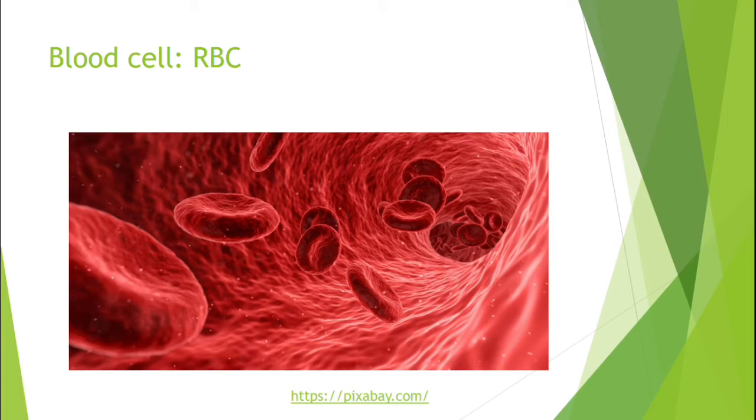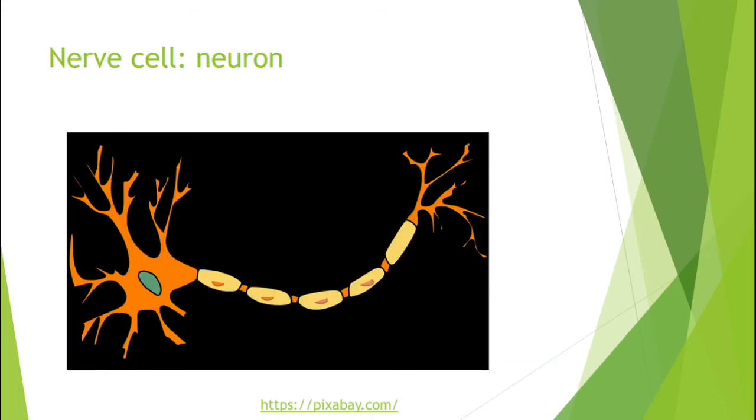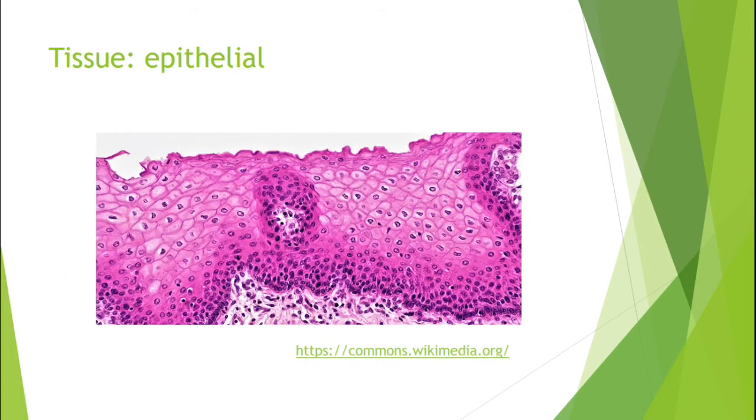There are some examples here. I've put some pictures. A cell. Here is a blood cell, the red blood cell. This is the picture of a nerve cell, the cell inside the brain. It is called a neuron. This is an example of epithelial tissue. Remember, tissues are made up of cells working together.